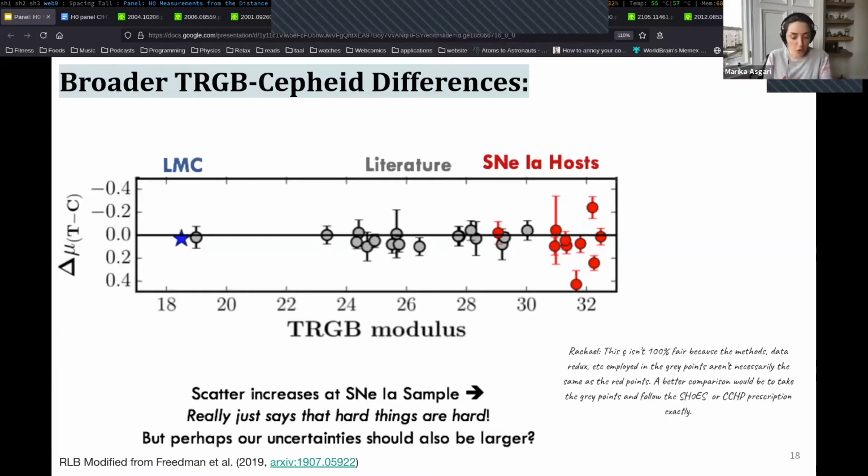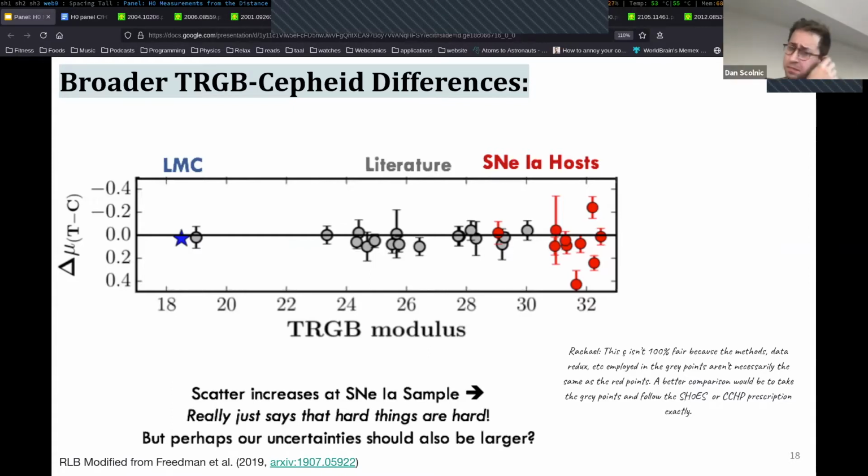All right, thank you. So what Suhail asked leads me to the next follow-up question. Aside from the use of Cepheids and TRGB, what were the other differences between the two analyses, CCHP and SH0ES? Rachael, do you want to take this? Yeah, so I put in a slide.